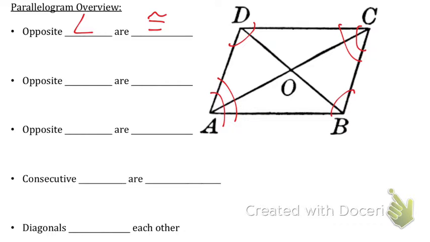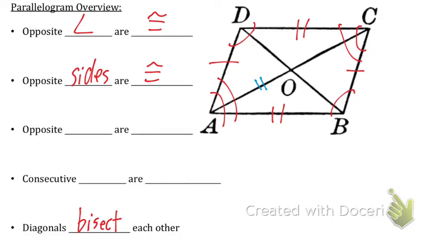Okay, someone give me another one of these blanks. Opposite sides are congruent. Let's mark that in this picture. Okay, you have another one? Yes, diagonals bisect each other. Let's mark that in our picture. I'm going to do a different color for that. Notice I'm having to go up to 3 and 4 tick marks because I've already used 1 and 2.